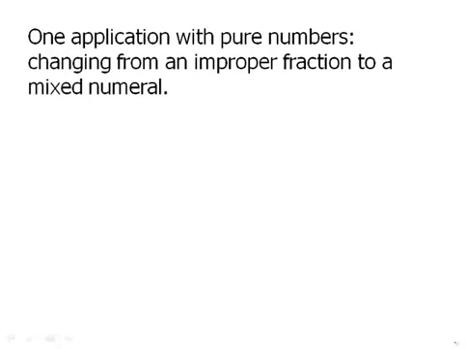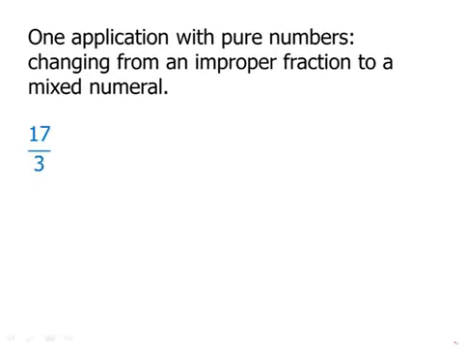One application with pure numbers is changing from an improper fraction to a mixed numeral. For example, suppose I start with the improper fraction 17 over 3. Well, I'm going to write that 17 as the sum of the largest multiple of 3 less than 17 plus something else. So the largest multiple of 3 less than 17 is 15. So I'm going to write the 17 as 15 plus 2.